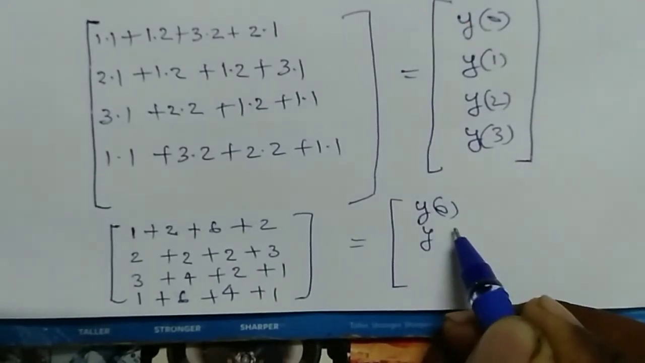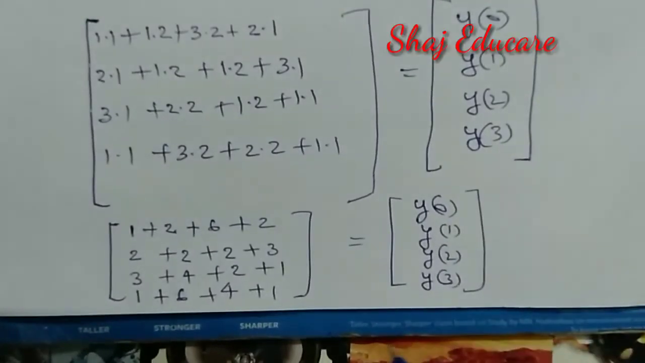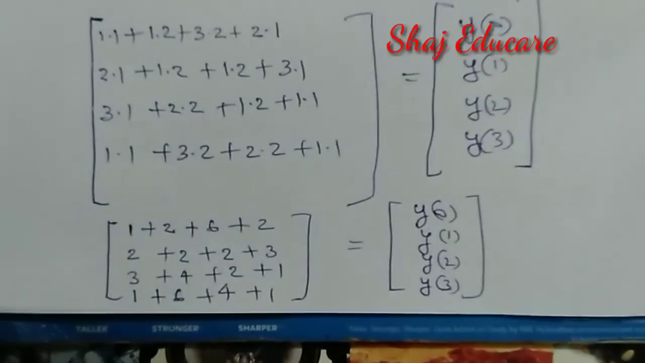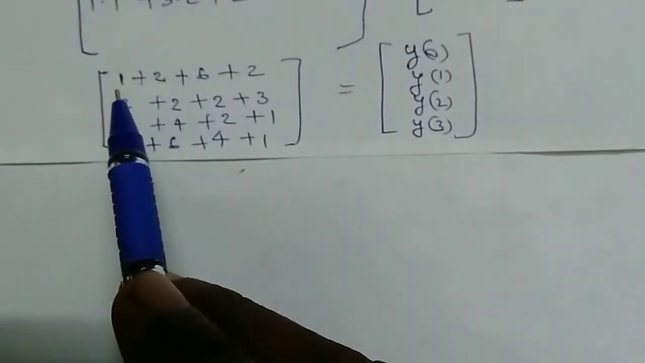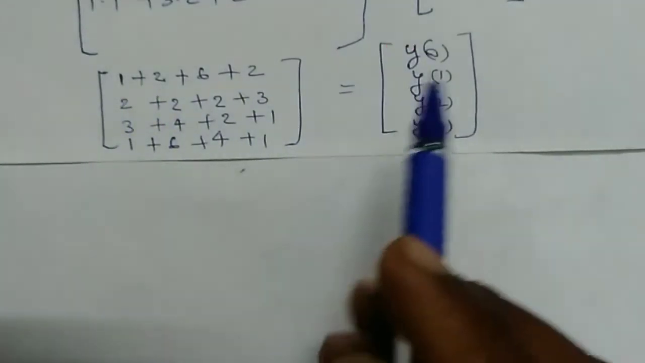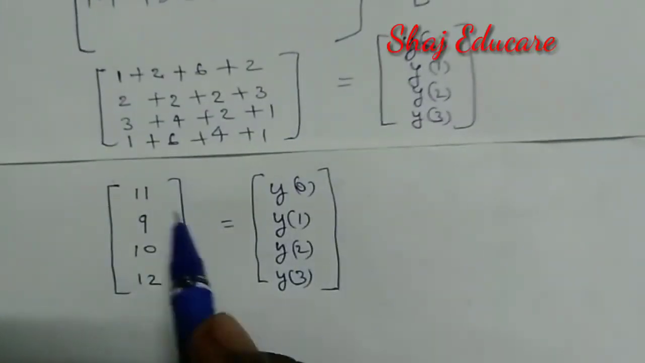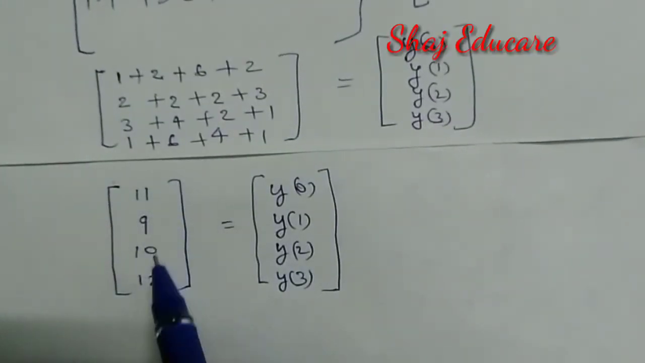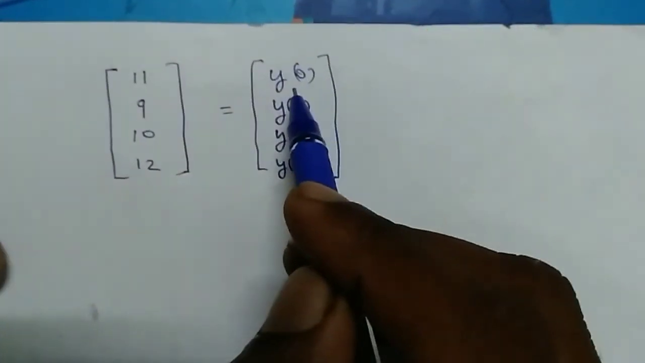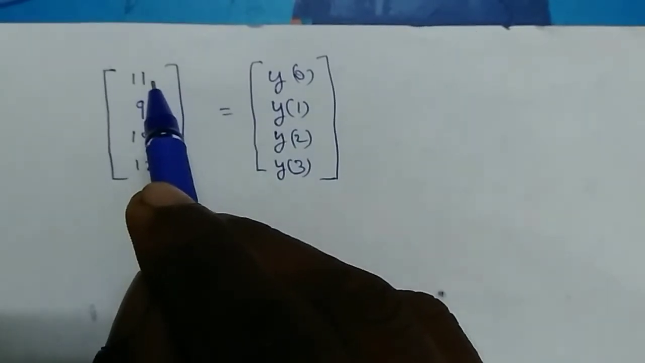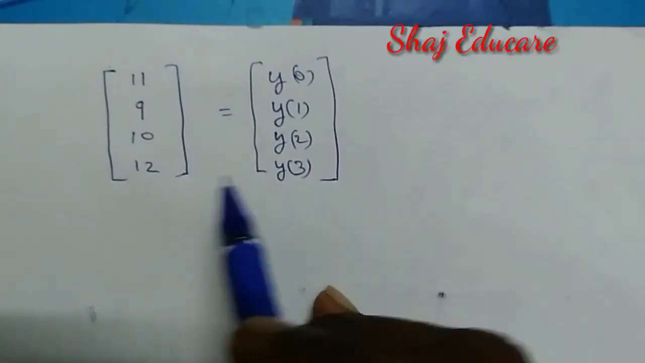That means y of 0, y of 1, y of 2, and y of 3 are obtained as a column matrix. Now add these elements and obtain the column matrix on the left hand side. Now we are getting the values 11, 9, 10, 12. That means y of 0 is equal to 11, y of 1 is equal to 9, y of 2 is equal to 10, and y of 3 is equal to 12.